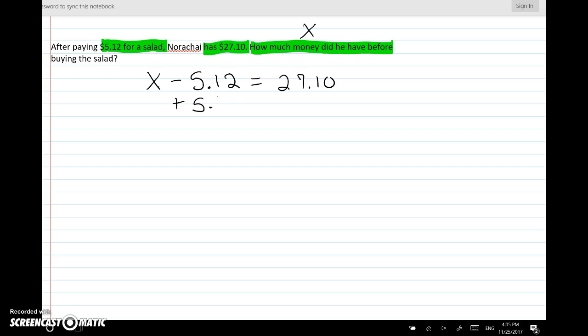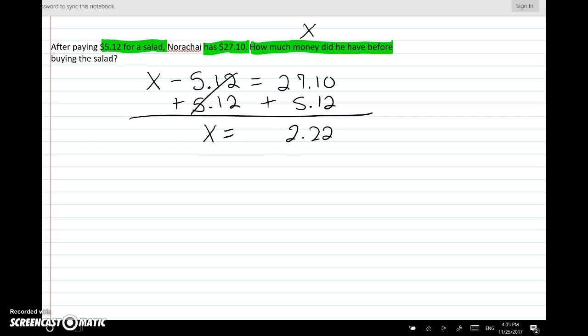Plus $5.12 on both sides. These simplify down to 0. I get x equals 32.22. Now remember, I wanted the answer, so my answer is $32.22. I better see that dollar sign. I better see that decimal.